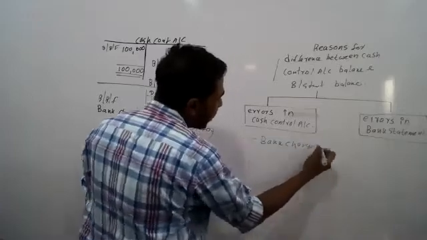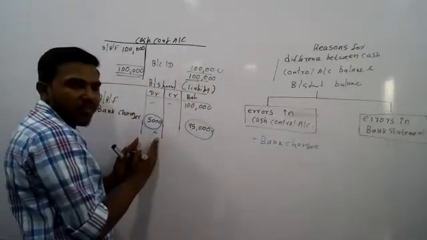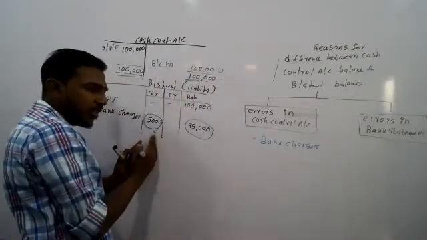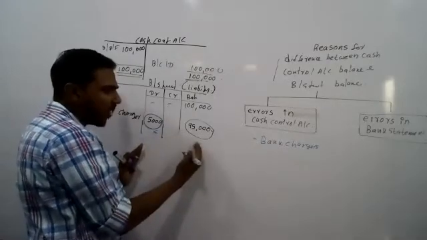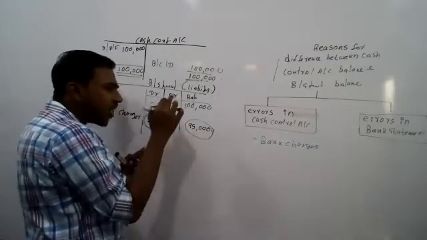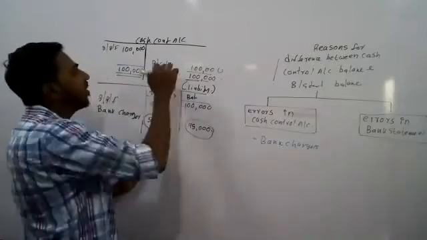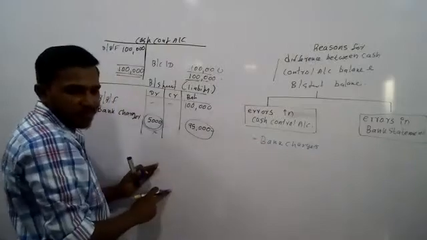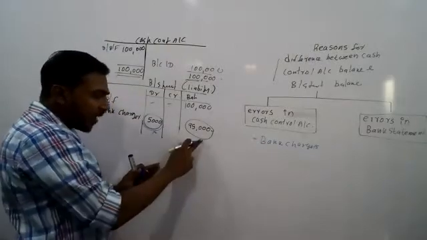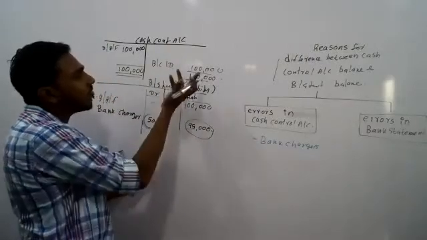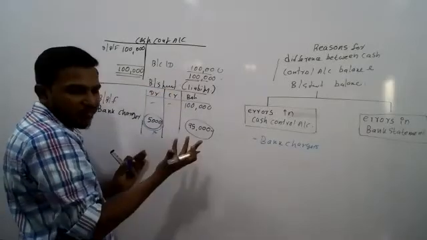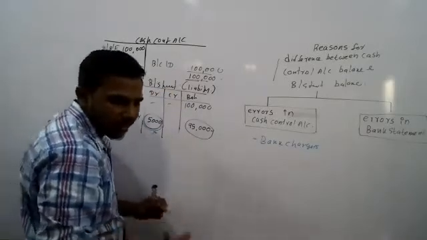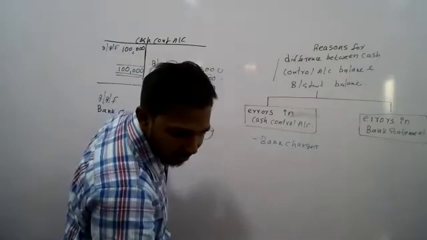Because they don't call and inform us that they have charged 5,000. They just send this at the end of the month. Only after we receive the bank statement do we identify they have charged bank charges of how much? 5,000. Clear? Until this bank statement comes, we are not aware of that. So one is bank charges.